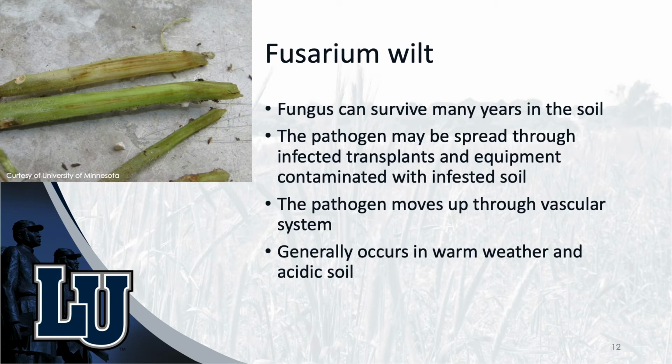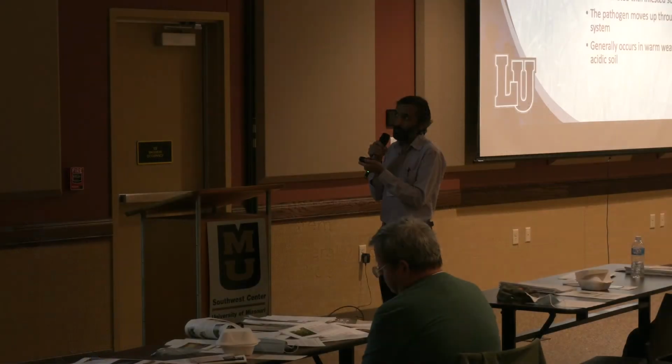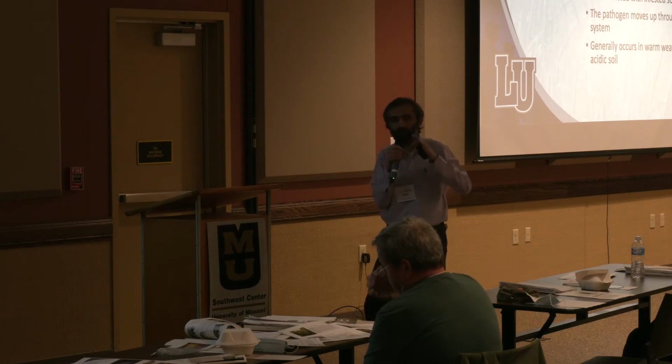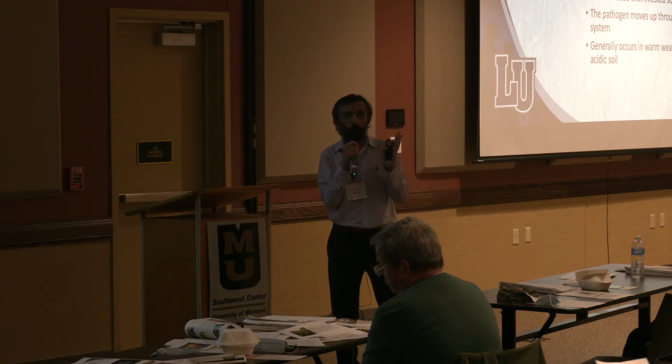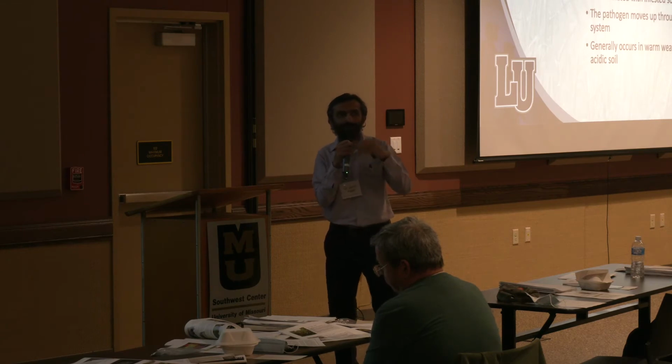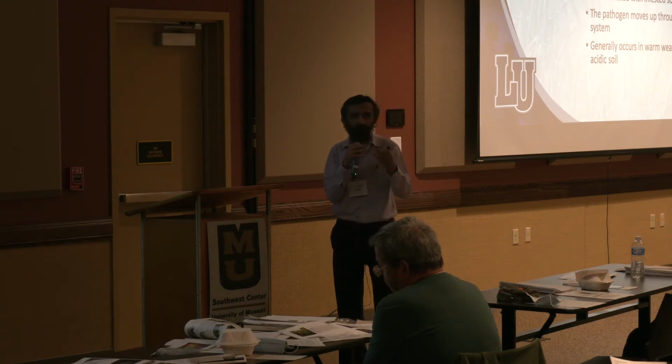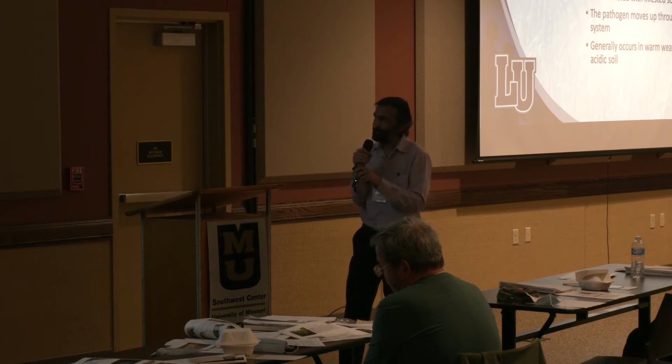This pathogen generally moves through the vascular system, and that's why you see this discoloration. That's another reason why you see one side of the plant wilted first, because one side of the vascular system is blocked by this pathogen. But as this advances, the entire plant will become yellow and will die eventually. And this disease is more common in warm weather and acidic soil.